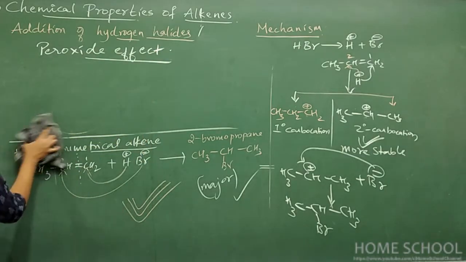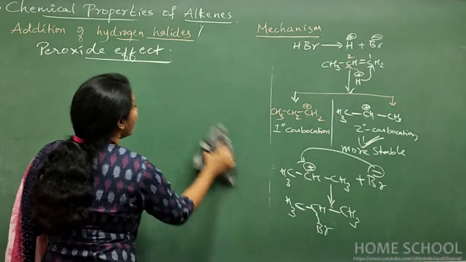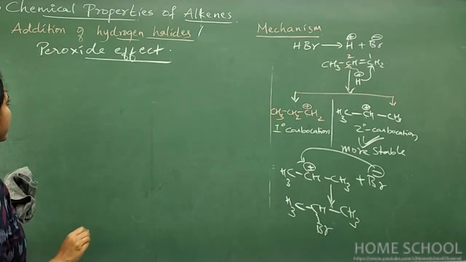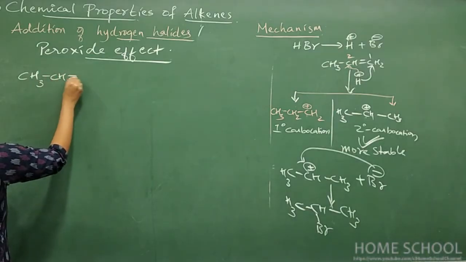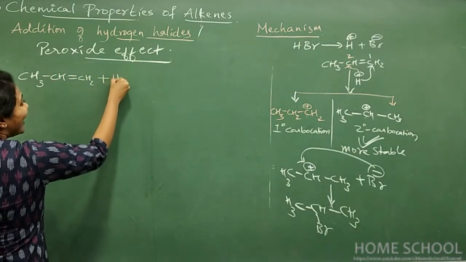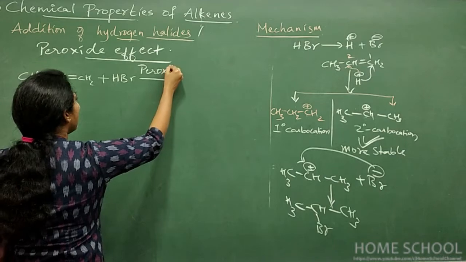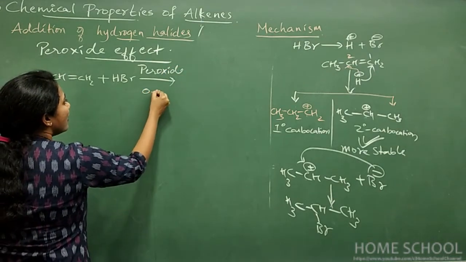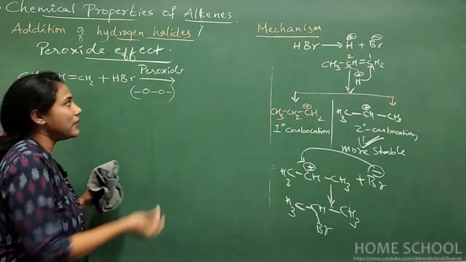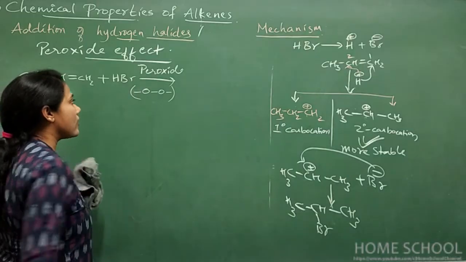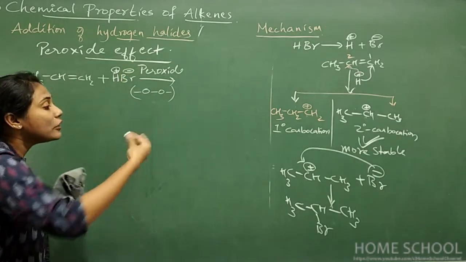Let me erase this so that I can explain the peroxide effect. Fine. So what is the peroxide effect? Very simple. Whenever you take an unsymmetrical alkene, CH double bond CH2, and try to add HBr in the presence of some peroxide, it can be hydrogen peroxide. Peroxide, in the sense that in their structure, O atoms are linked something like this. The best example is hydrogen peroxide. So in the presence of peroxide, the product is always opposite to the Markovnikov product.